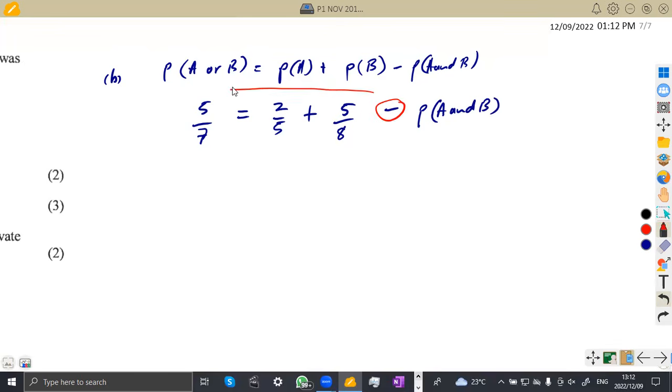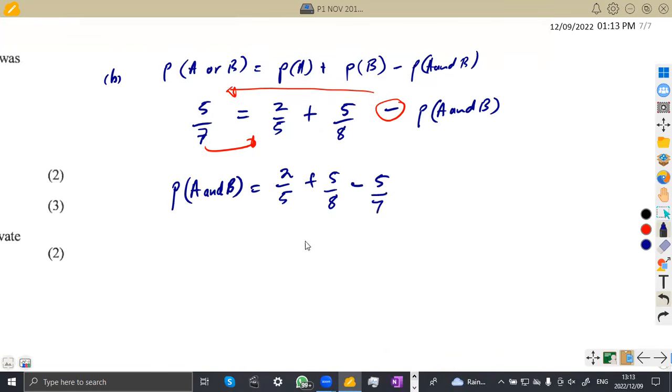So if you transpose it to the other side of the equation, it is going to be positive, which is probability of A and B is equal to 2 over 5, which was already there, plus 5 over 8. Then we subtract the 7. If you transpose this to this side, it will be negative. So that will be negative 5 over 7.